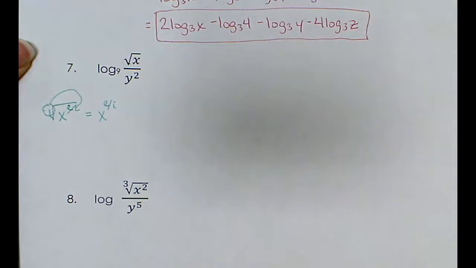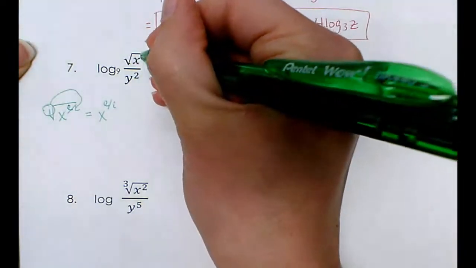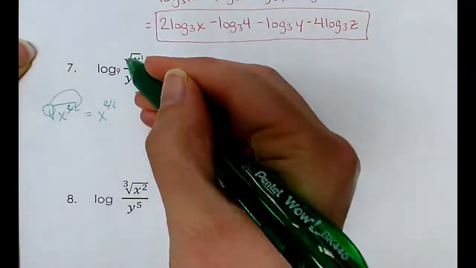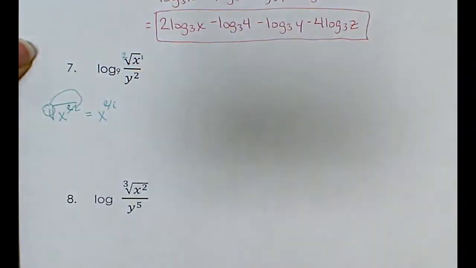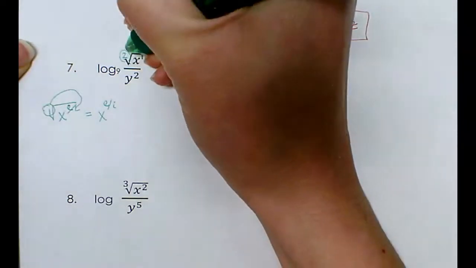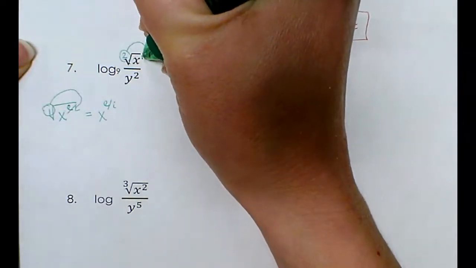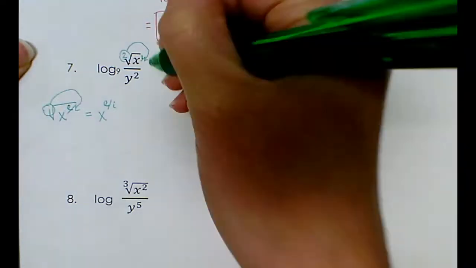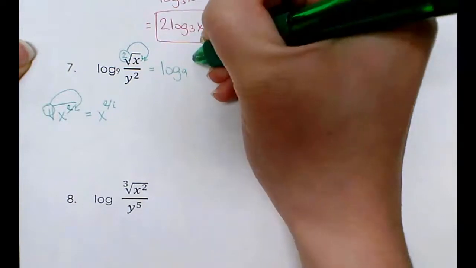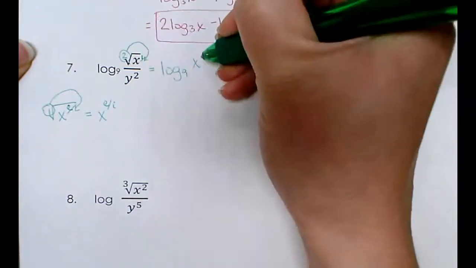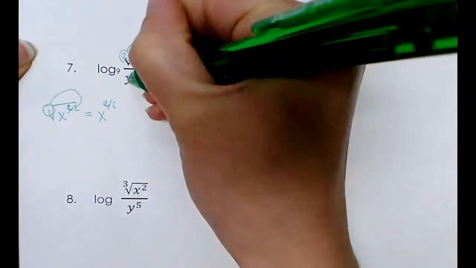So in example 7, this x really is to the power of 1. The square root has an invisible 2 here for the index. So if I wanted to rewrite this not as a square root, I would take the 2, bring it around, and it would become the denominator for that exponent. So this is really log base 9 of x to the power of 1 over 2 over y squared.